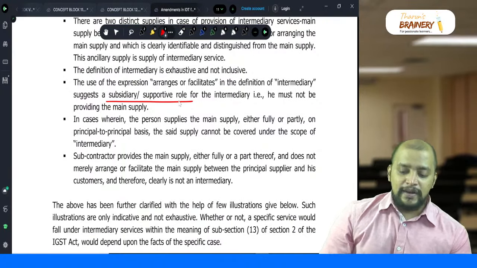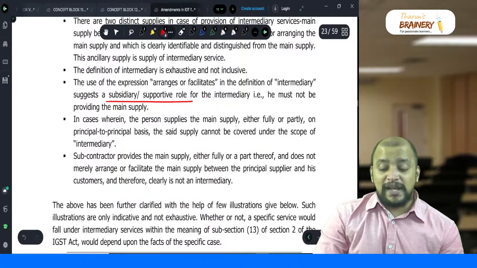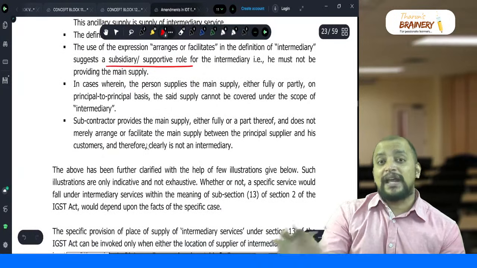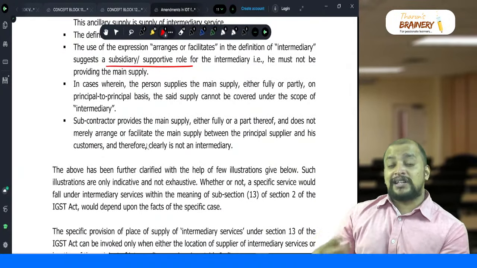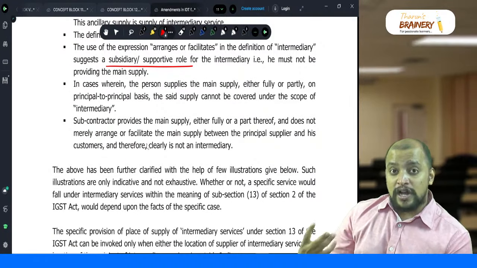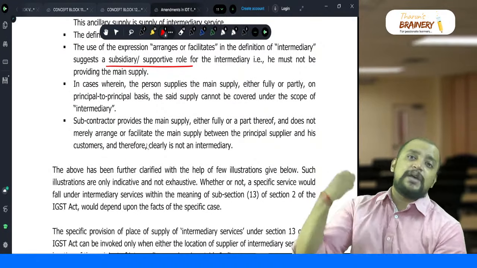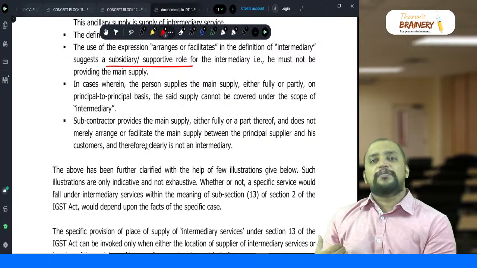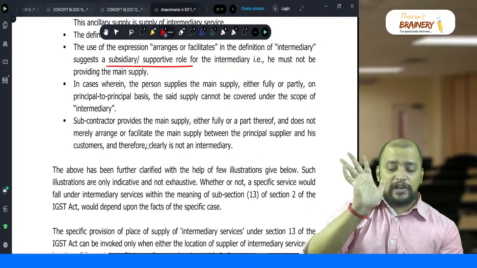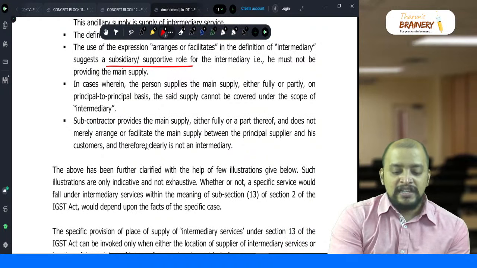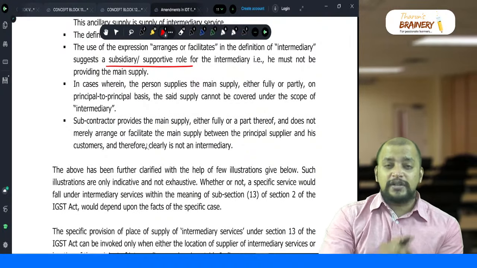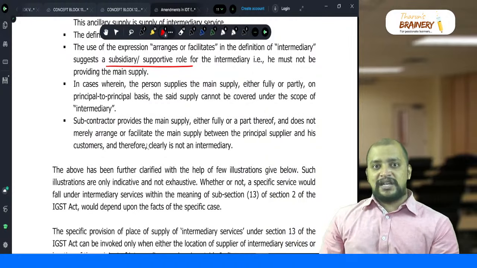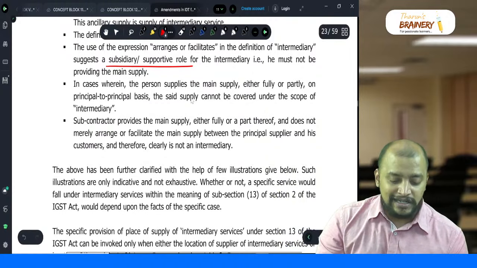Okay. And in the case where the person supplies the main supply on a principal-to-principal basis, the supplier cannot be called an intermediary. For example, a contractor outsources the work to a subcontractor. The subcontractor provides the services. So that cannot be called an intermediary service. The subcontractor provides the main supply either fully or partly and does not merely arrange or facilitate the main supply. They are not called intermediaries.